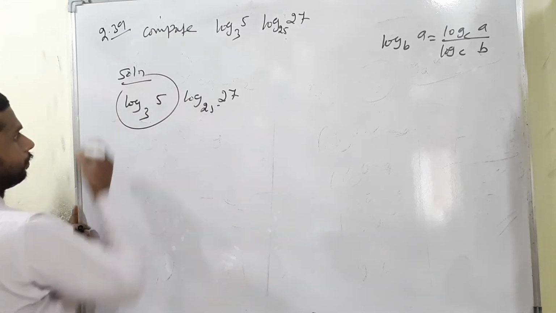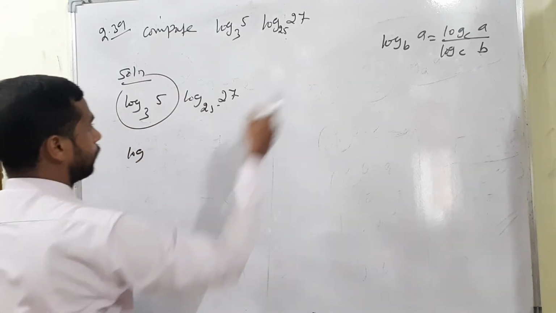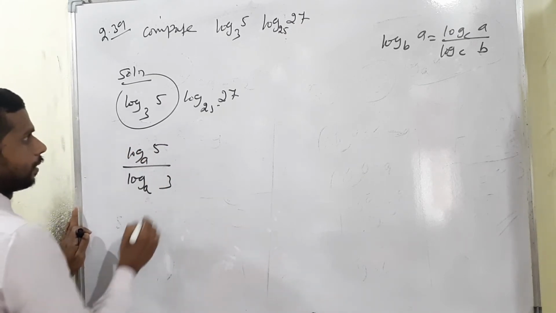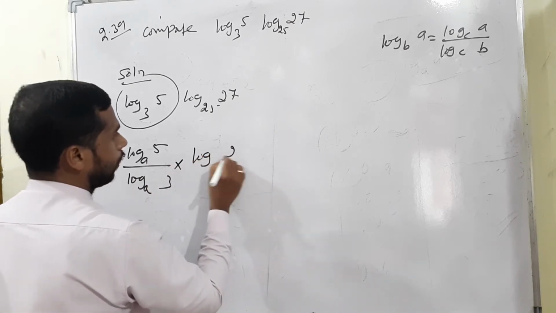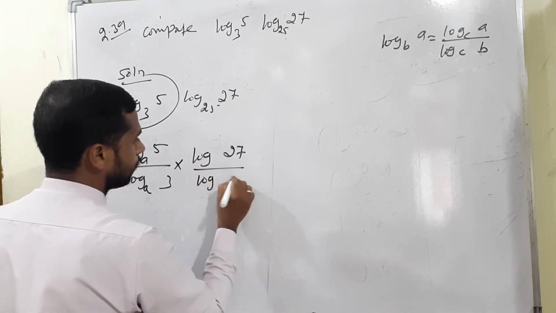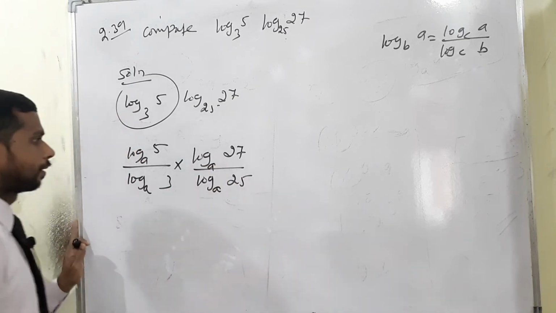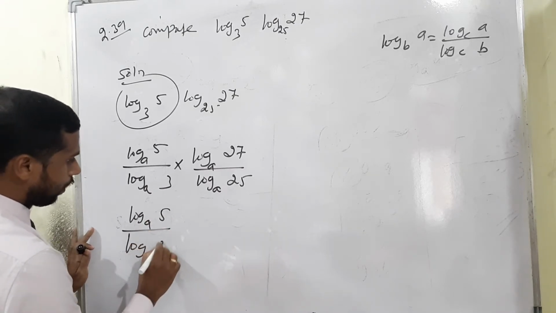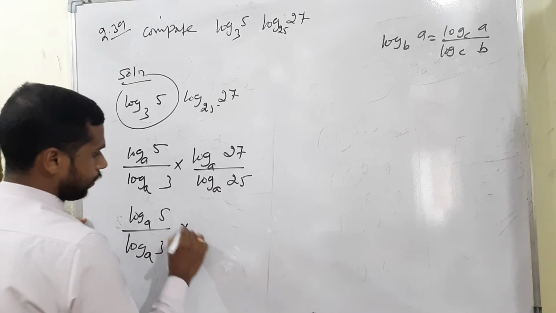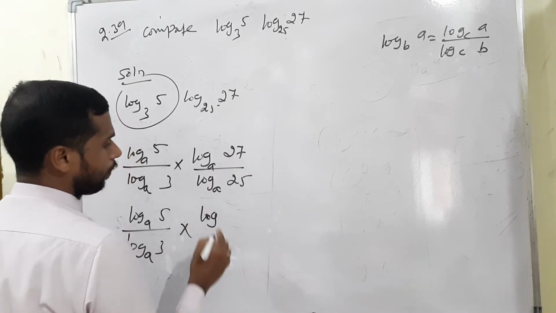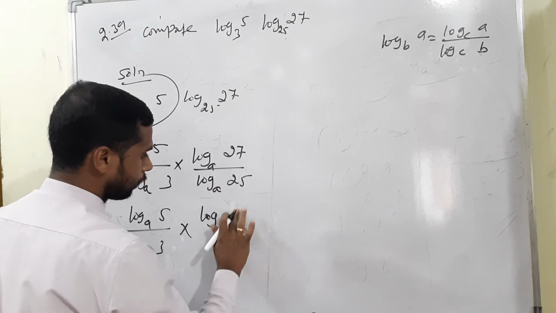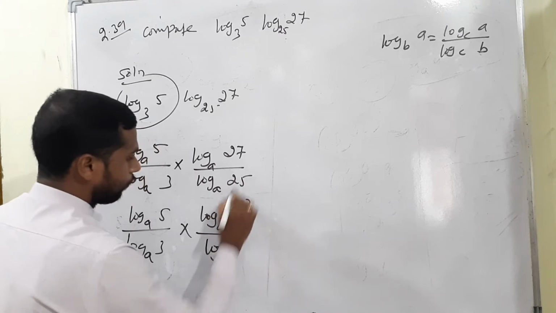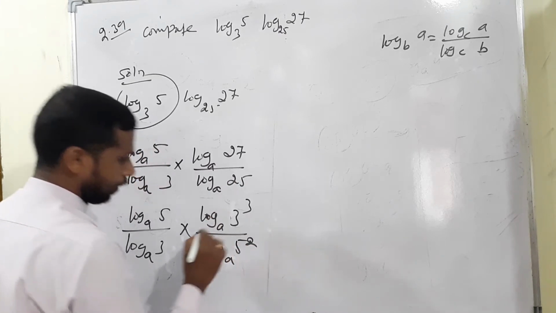So now what will happen? We can write it according to this property. Log 5 by log 3, given common base a, into log 27 divided by log 25 base a. Again log 5 base a divided by log 3 base a, into 27 we can write now as 3 cube base a, divided by 25 means 5 square base a.